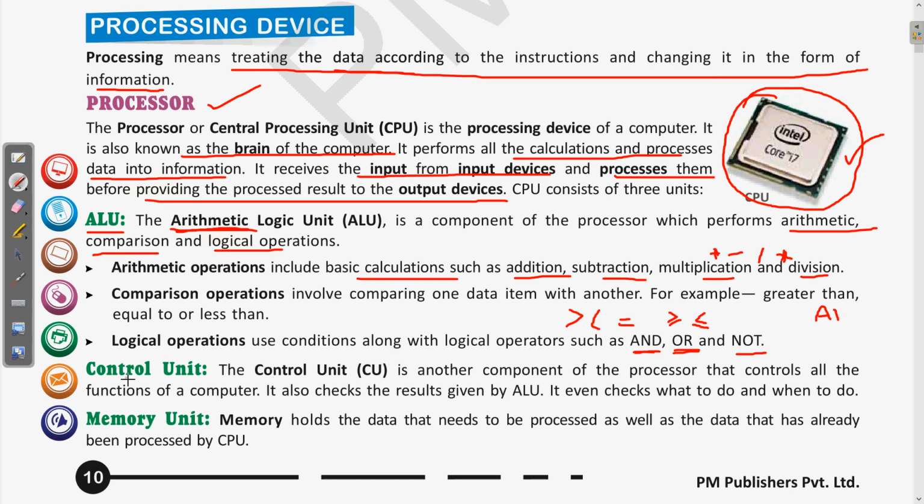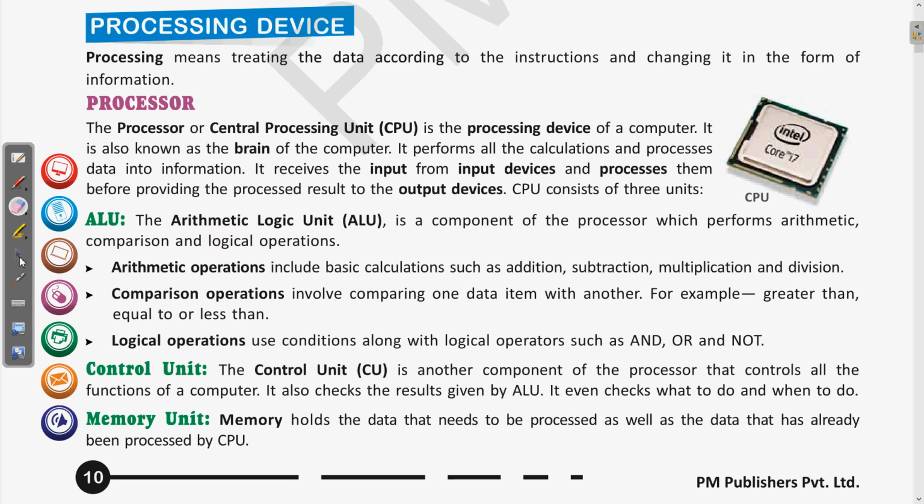Now coming to the next, that is the control unit. So what is the control unit? For better clarity, let us erase the content we have. Now let us see the control unit. It is another component of the processor that controls all the functions of the computer. Clear? Who controls all the functions? The control unit. It also checks the result given by the ALU. It even checks what to do and when to do it.